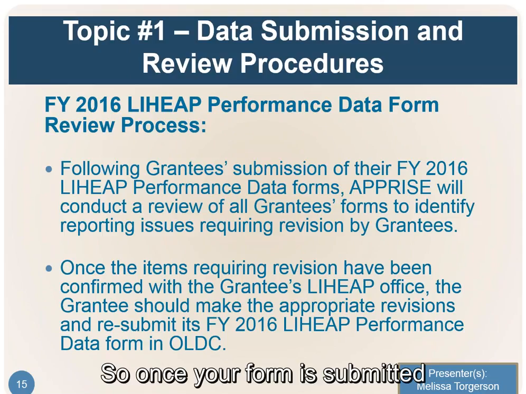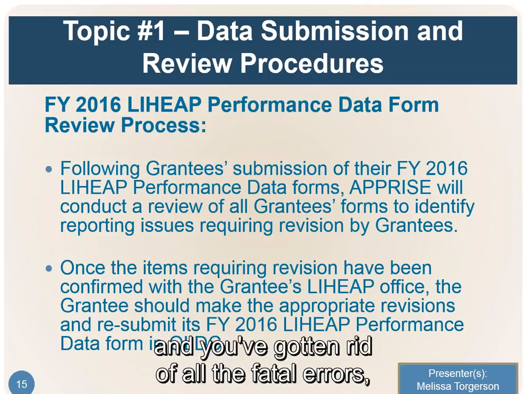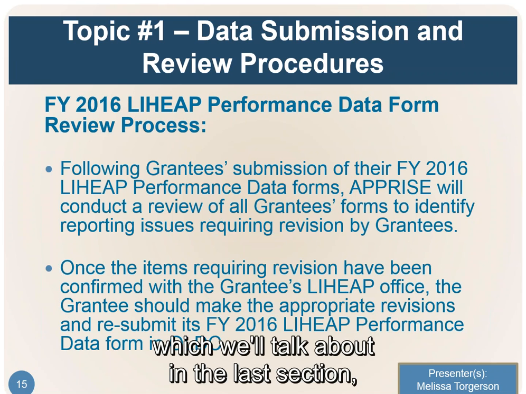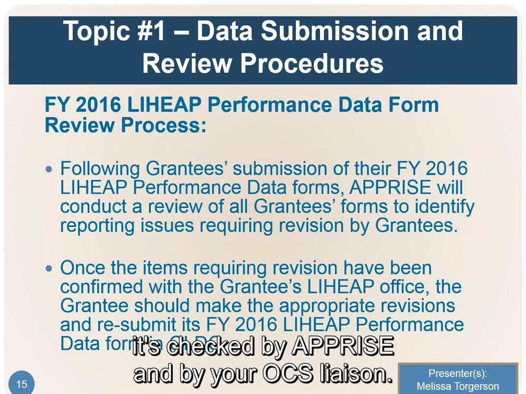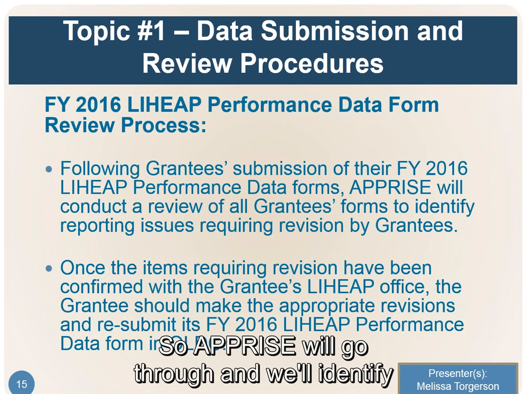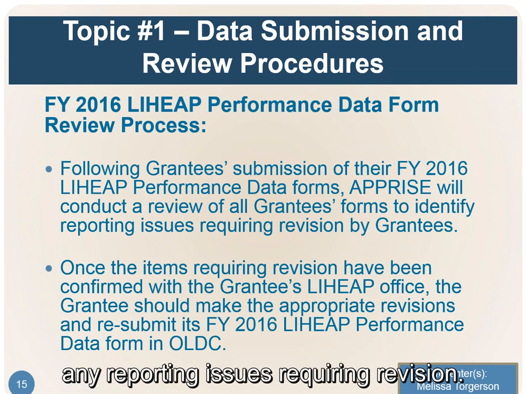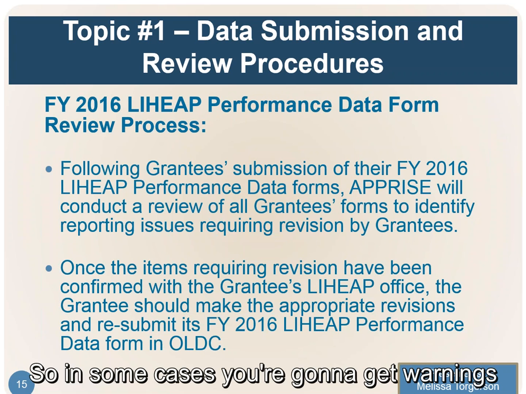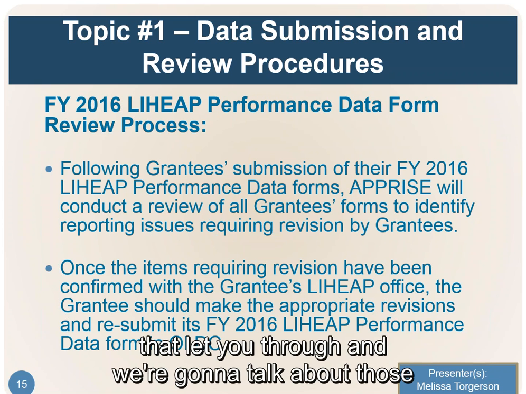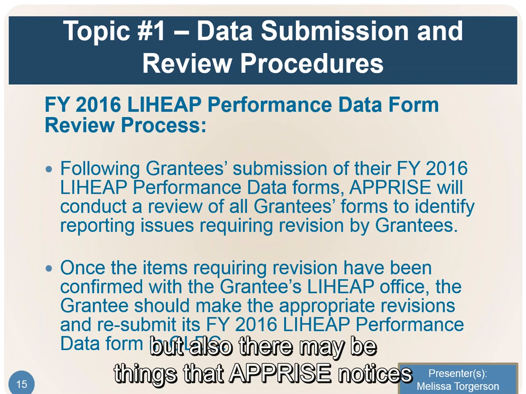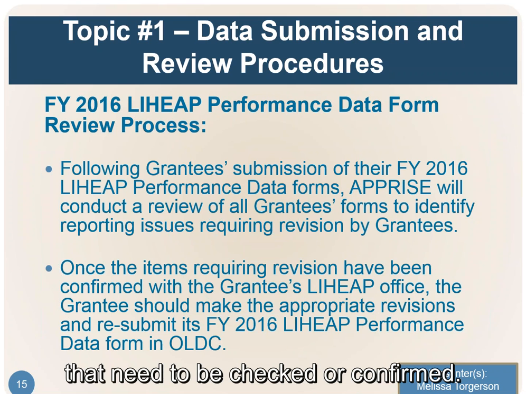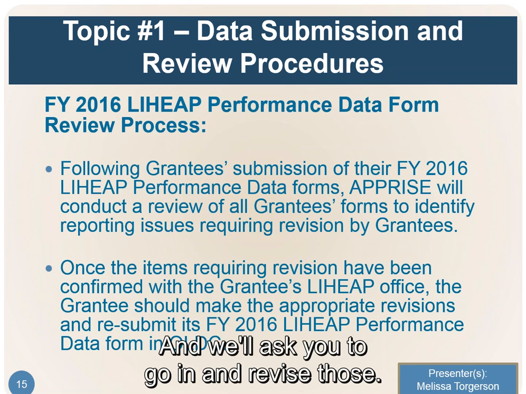So once your form is submitted and you've gotten rid of all the fatal errors, which we'll talk about in the last section, it's checked by APPRISE and by your OCS liaison. APPRISE will go through and identify any reporting issues requiring revision. In some cases you're going to get warnings that let you through, and we're going to talk about those, but also there may be things that APPRISE notices that need to be checked or confirmed, and we'll ask you to go in and revise those.